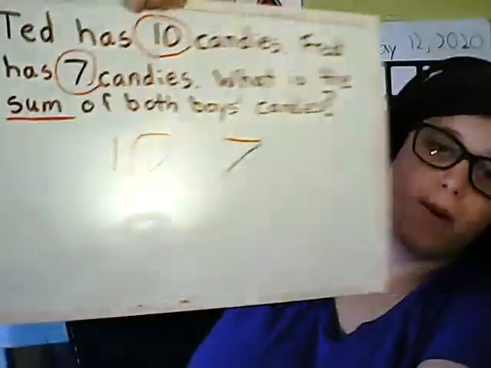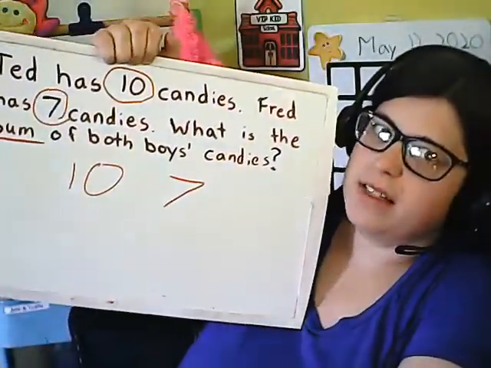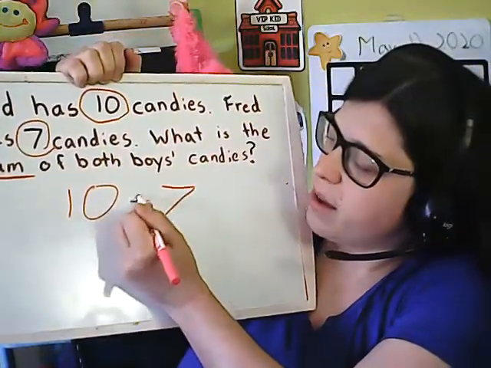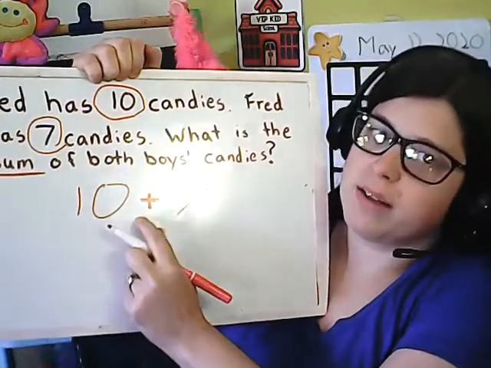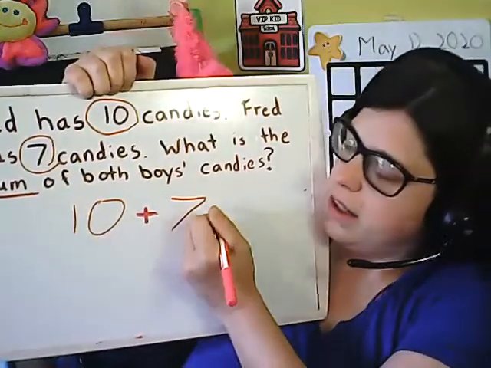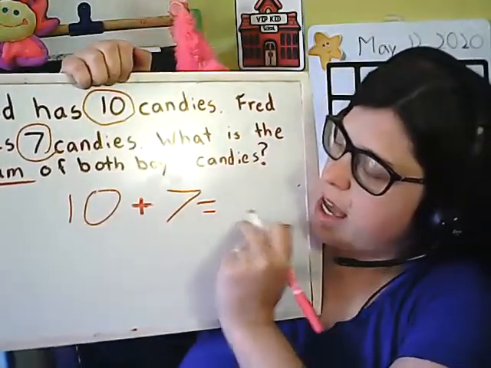If you look at the question, it says, what is the sum of both boys' candies? When you see that word sum, you know that sum is a Gus the Plus word from our previous Gus the Plus addition lessons. So we are adding 10 and 7.